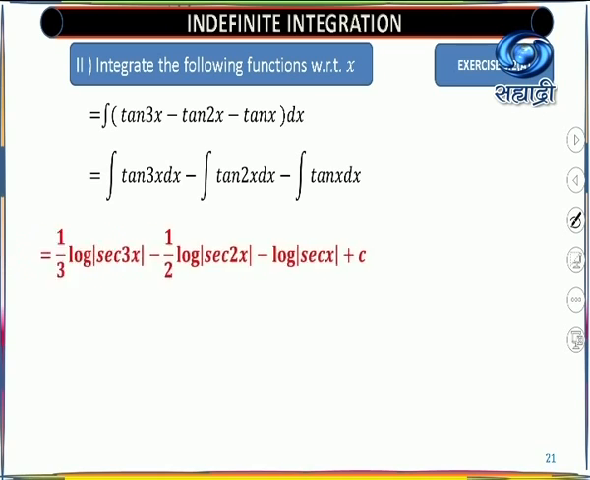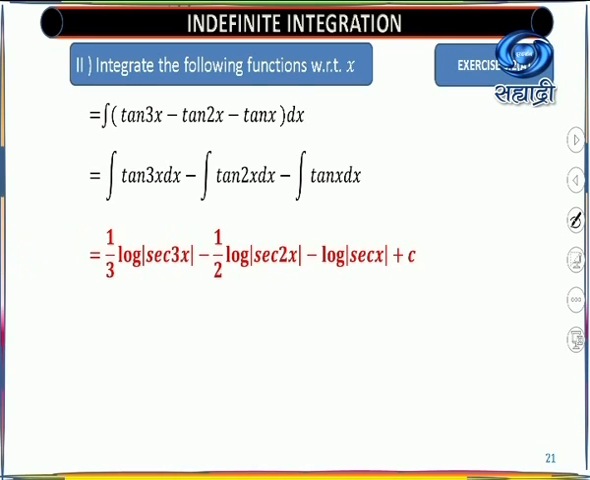So what is the value? Look here. One third, that means upon 3, log of mod of sec 3x, minus half log of mod of sec 2x, minus log of mod of sec x, plus constant of integration. This way we have completed this example.